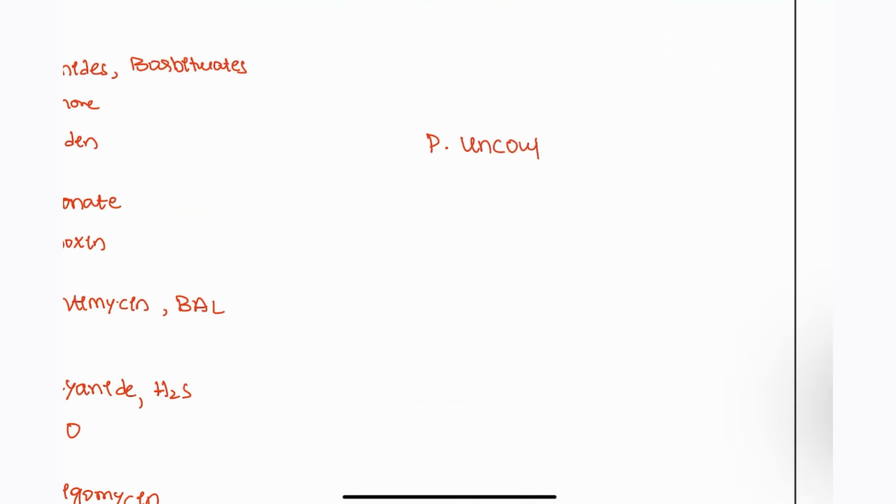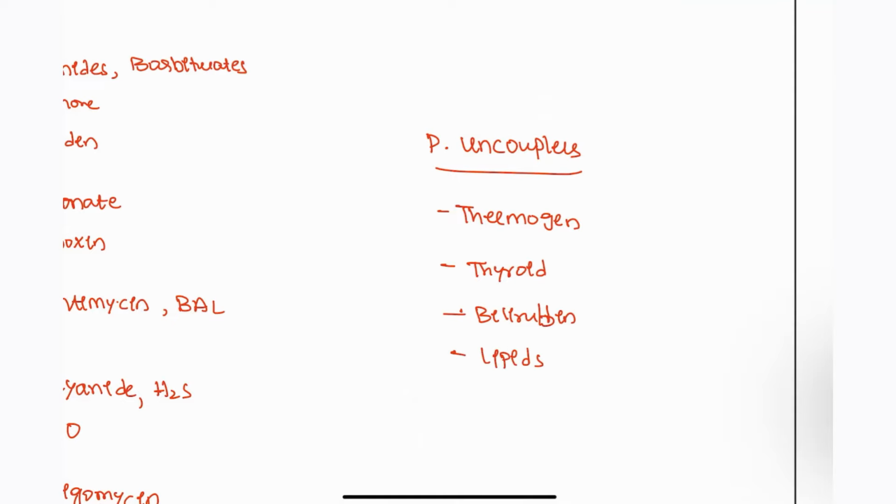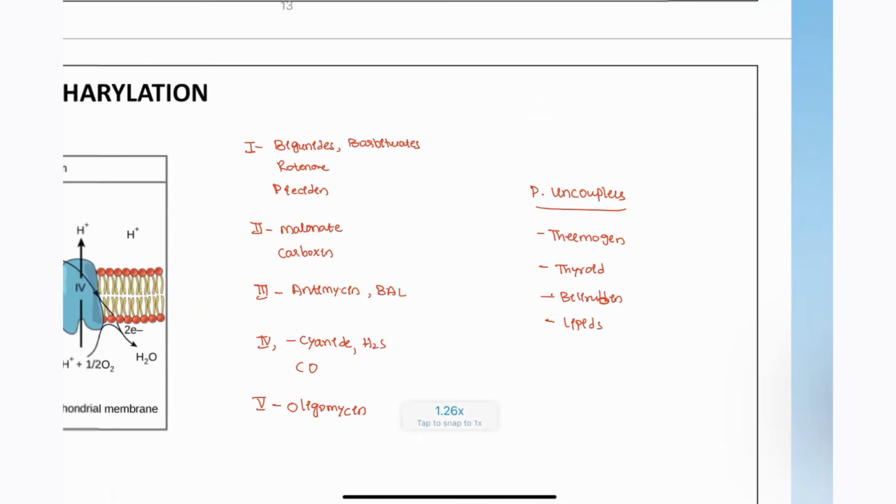Next, there are uncouplers also, physiological uncouplers. What are those physiological uncouplers, guys? Especially thermogenin. Okay, thermogenin is going to play a role, increased temperature will cause the uncoupling. Next, thyroid. Again, thyroid hormone high because it will increase the basal metabolic rate. Next, bilirubin can also raise the metabolic rate in the body, and also lipids, right? These are all going to be the physiological uncouplers.